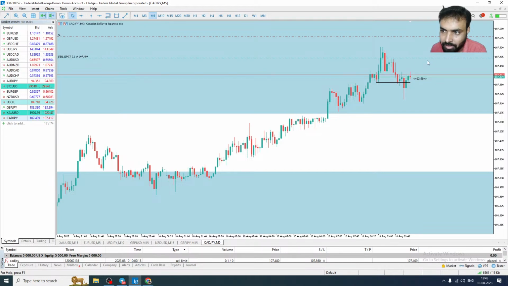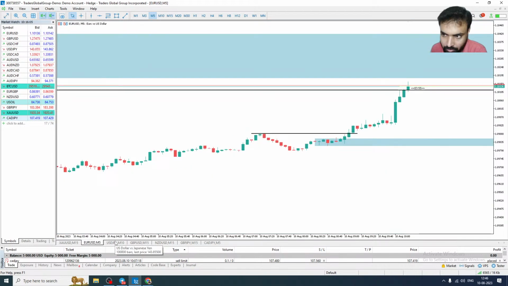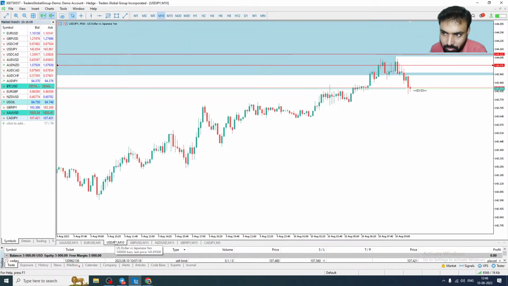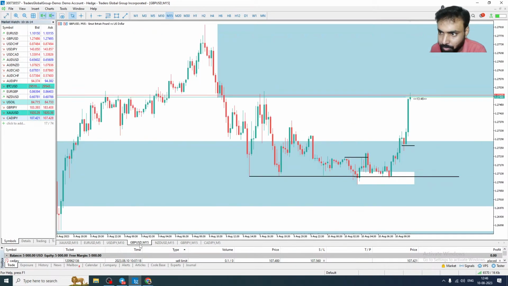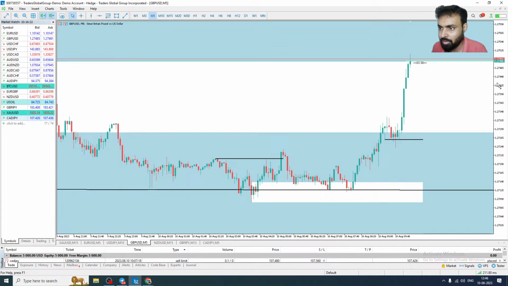At least we'll see this sell entry in this live session. Euro USD and GBP USD both are going above, touching the level. Okay, it touched this level.